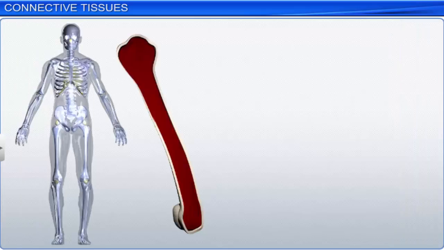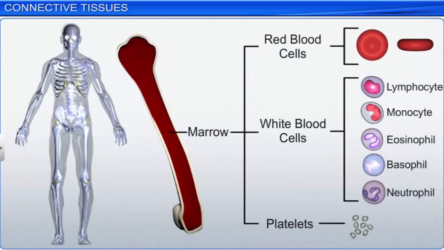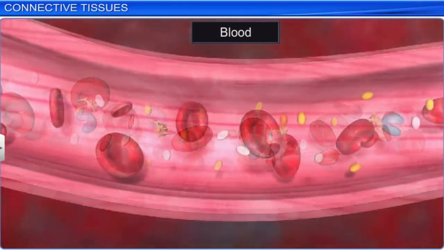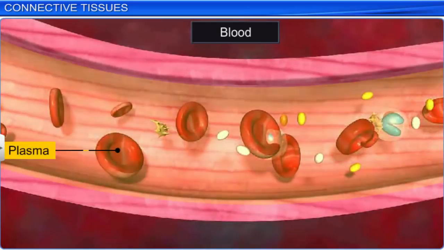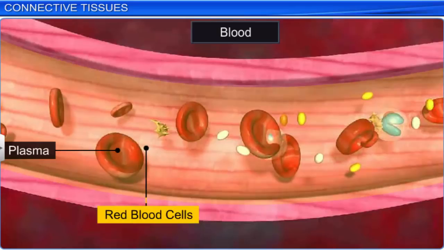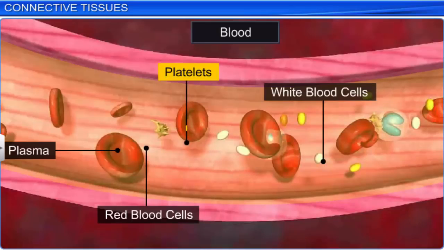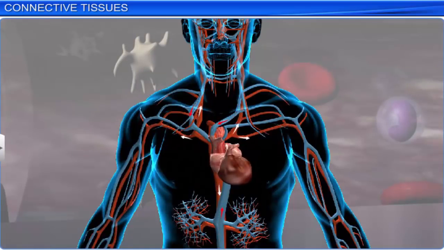Moreover, long bones have bone marrow that produces blood cells. The long bones of the legs help bear body weight. The last type of specialized connective tissue is blood, which is a fluid tissue that contains plasma, red blood cells or RBC, white blood cells or WBC, and platelets. Blood serves as the main circulating fluid that transports various substances such as gases, nutrients, and hormones to different parts of the body.